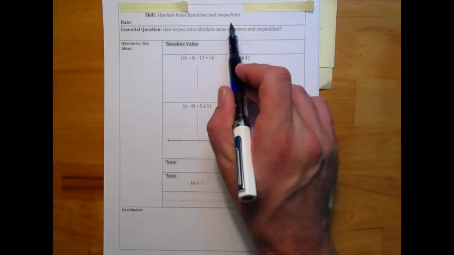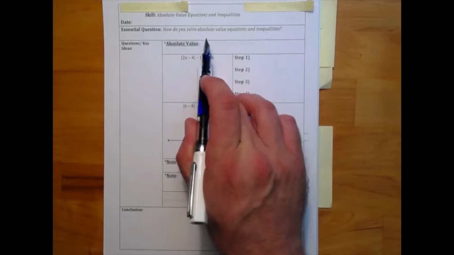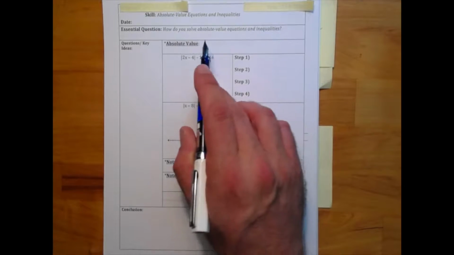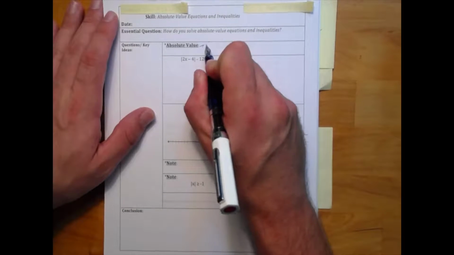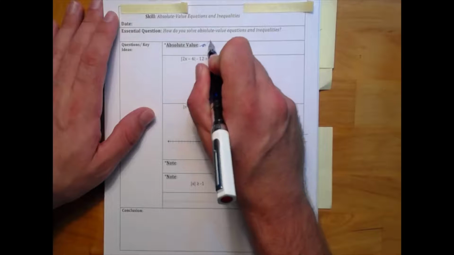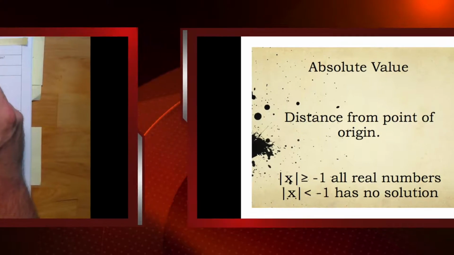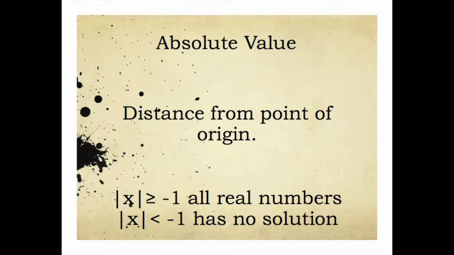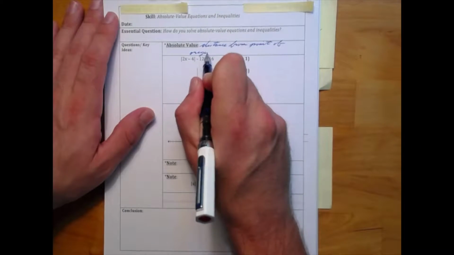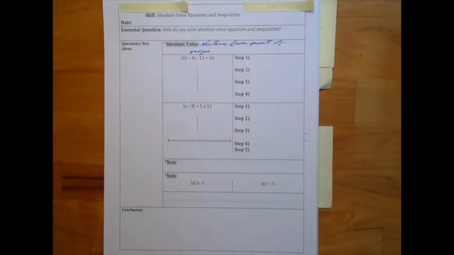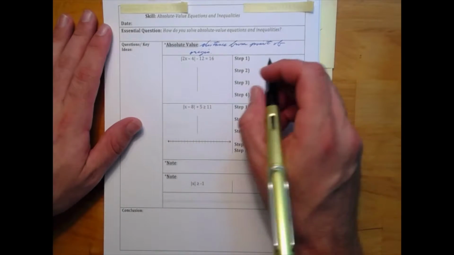In this video, we're going to be looking at absolute value equations and inequalities, and how do you solve absolute value equations and inequalities. An absolute value is the distance from its point of origin, often thought about as 0 from the number line, but it doesn't have to be. It's just simply a distance from its origin. Look to an example to see how to solve these problems.